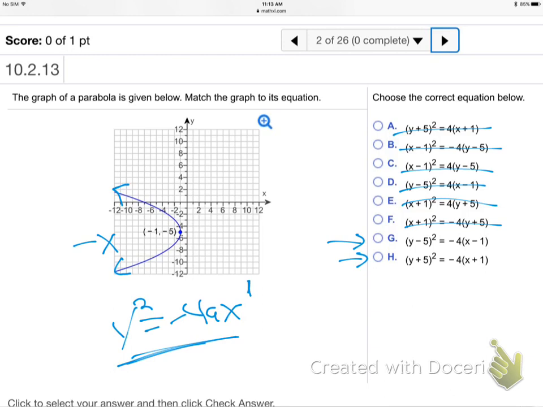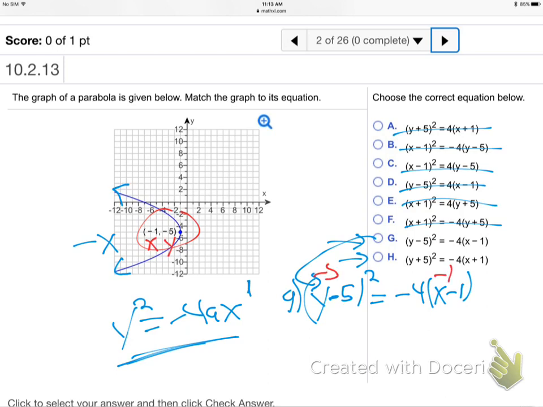What am I going to do? Plug in the point. So let me take G. I'll take G here and say y minus 5 squared is minus 4, x minus 1. So put in the point x, y, negative 1, negative 5. Put in negative 1 for x, negative 5 for y. Does that work? That'd be negative 10 squared is negative 4 times negative 2. I don't think so. 100 equals 8. No, it's not G. Must be H.